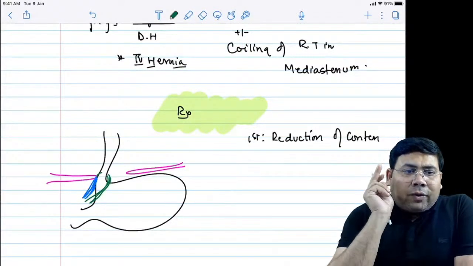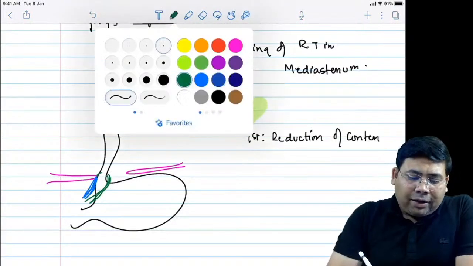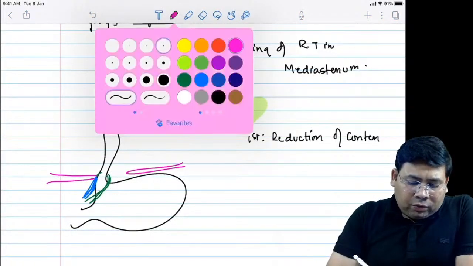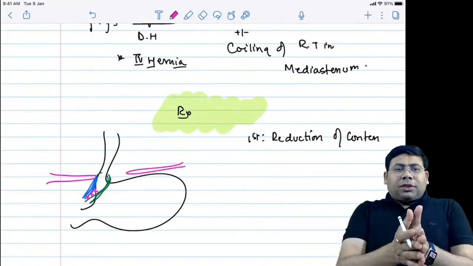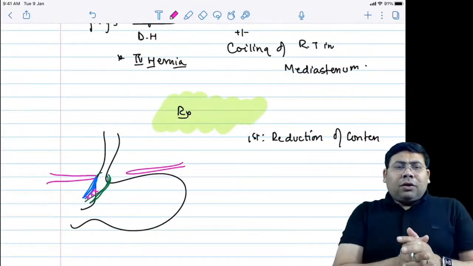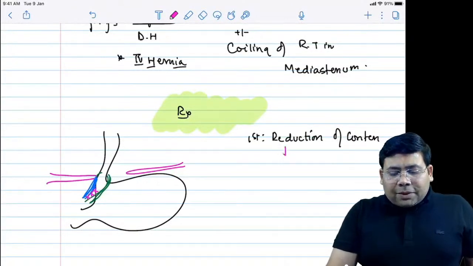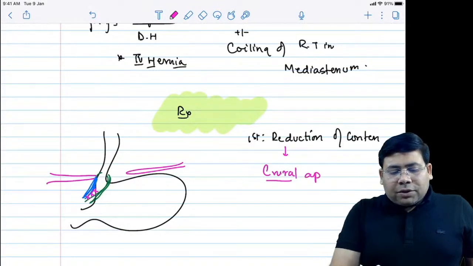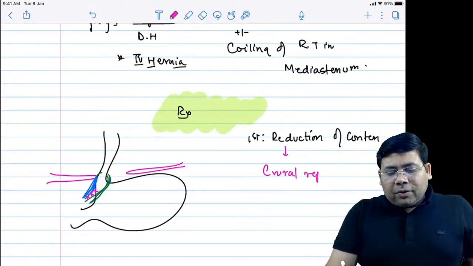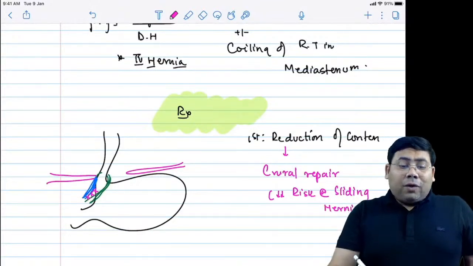Let's say, in order to ensure that the hernia doesn't happen again, I need to reduce this space. Why? Because crural approximation will reduce the risk of sliding hernia. So what will I do first? Crural approximation, or you can say crural repair. Crural repair decreases the risk of sliding hernia. The next is, what I will do to reduce the hiatus, actually the true hiatus hernia.